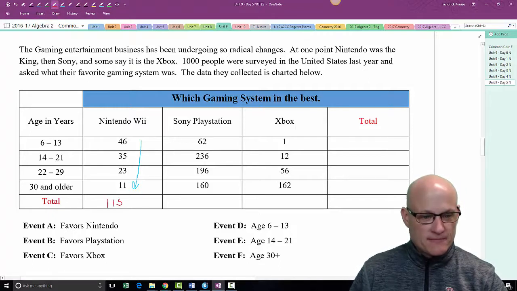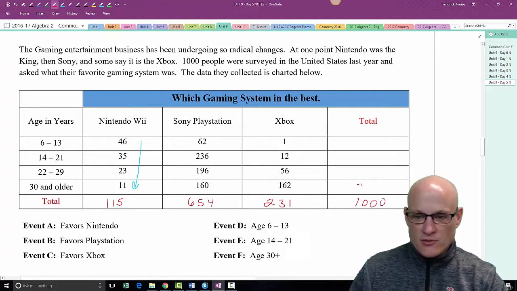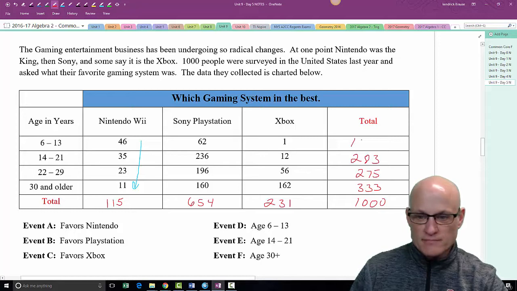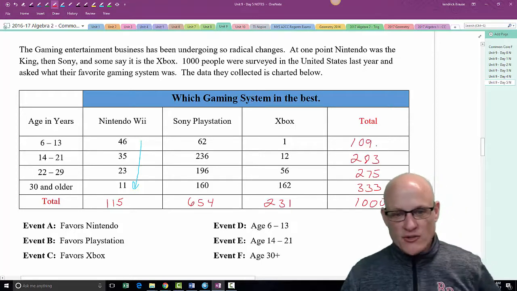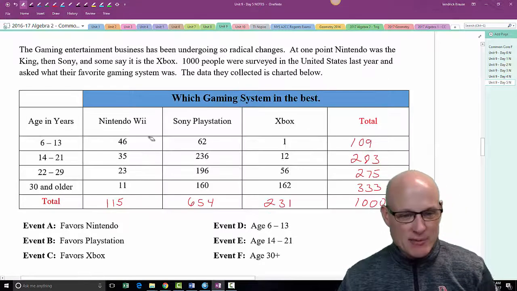This is 115. This is 654. And this is 231. And if I did that correctly, it should be 1,000. 333 here, 275, 283, 109. So there's my two-way table.